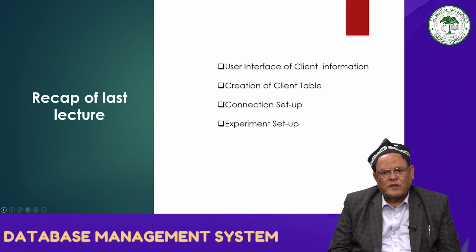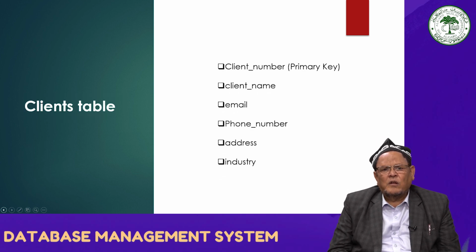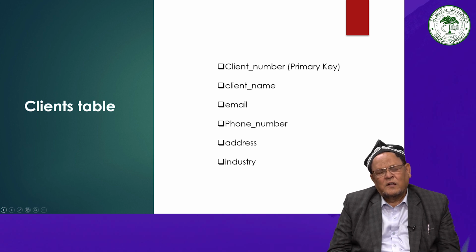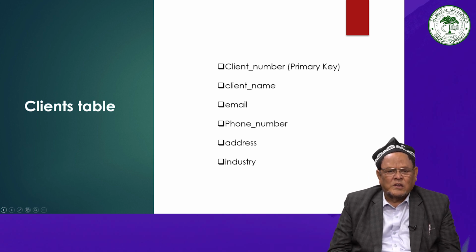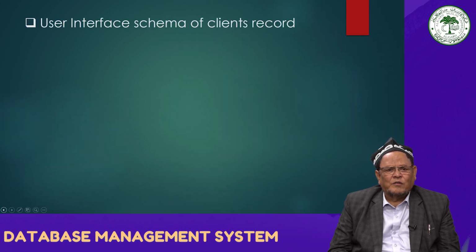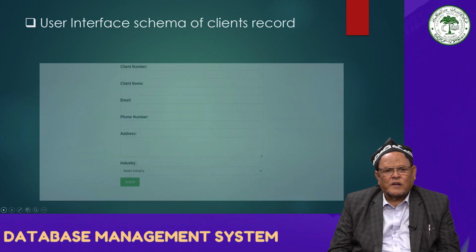Then the experiment setup. In the client table, I have used 6 attributes. The first is the client number. This is a primary key. It means that we are able to access information about the client number and the client name, email, phone number, address, and the industry. You have to create a database by using the create command. Then we developed a user interface schema of a client record.